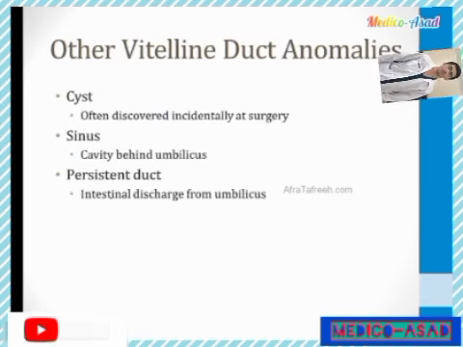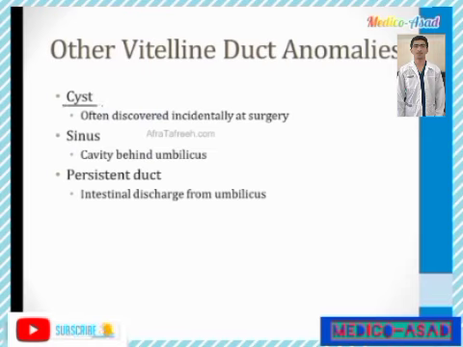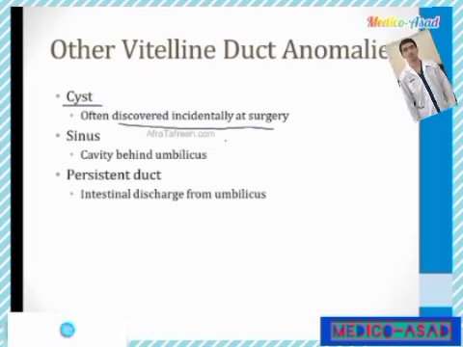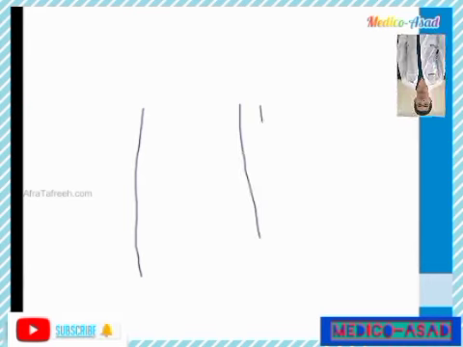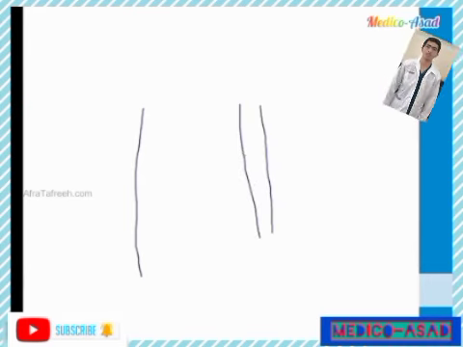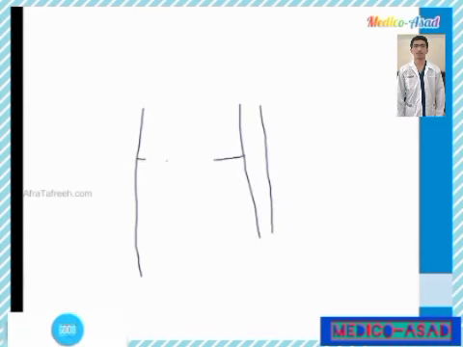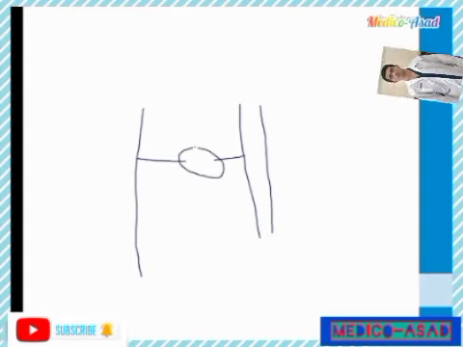There are some other rare vitelline duct anomalies. One of them is a vitelline cyst. This is often discovered incidentally when abdominal surgery is done for another reason. If this is the abdominal wall and this is the intestine, what happens in a cyst is that the vitelline duct largely obliterates and is replaced by fibrous tissue, but there will be a small opening or cyst that is present between the bands of fibrous tissue.